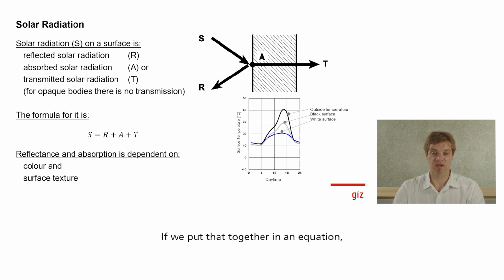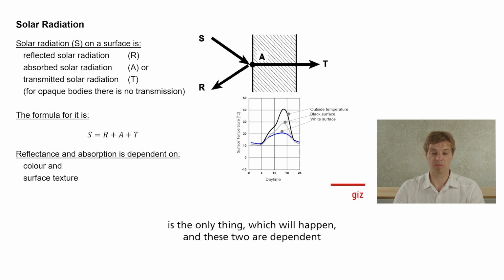If we put that together in an equation, you will see that the solar radiation is divided into the reflectance, the absorption, and the transmission, and this has to be equal. As I said, for an opaque building component, reflection and absorption are the only things which will happen. And these two are dependent on the color of the surface, but also on the structure, the texture of the surface, as you can see down here, where just the color is changed.